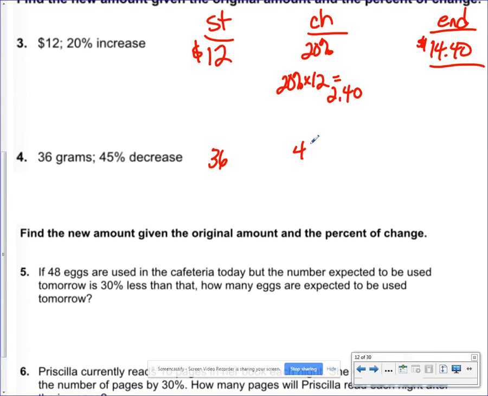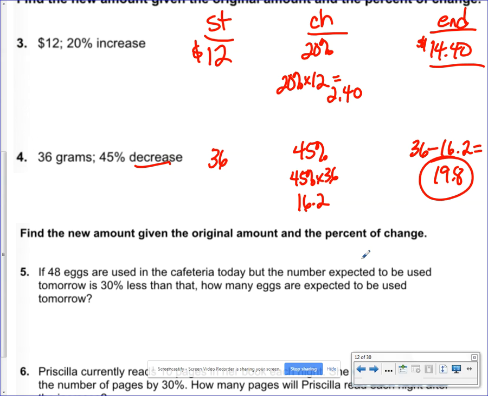On this one, 36 grams, that's your starting amount. I have a 45% change, and it's going to be a decrease. So take 45% times 36. When you do that one, we get this value, 16 2/10. Now hold on, decrease. So you're going to have to take 36 and subtract 16 2/10. There's your final. Ooh, we better label that grams.